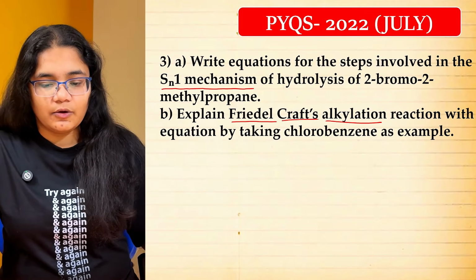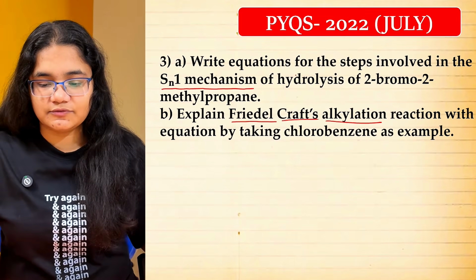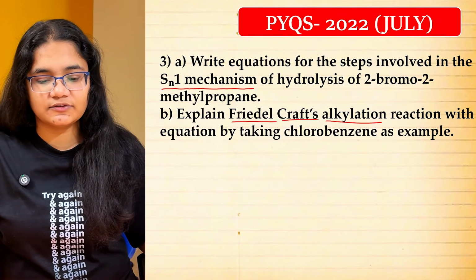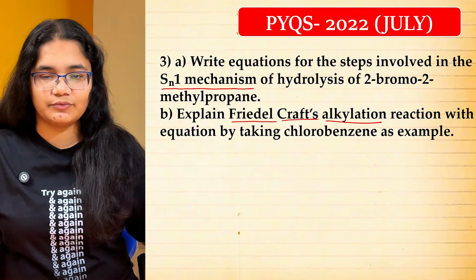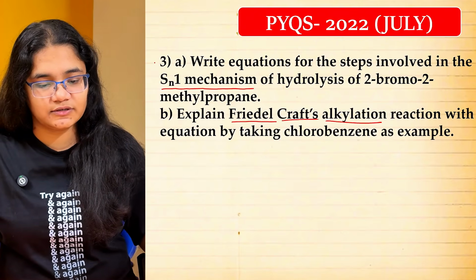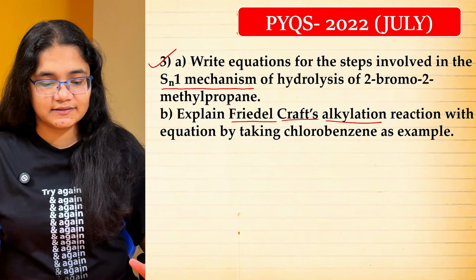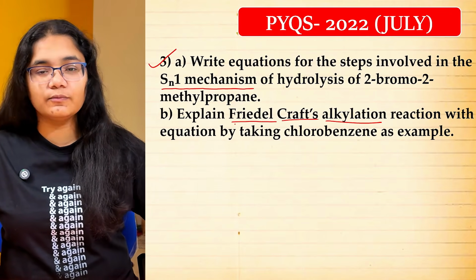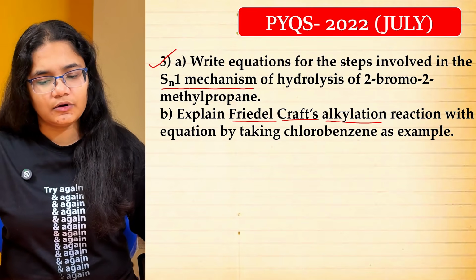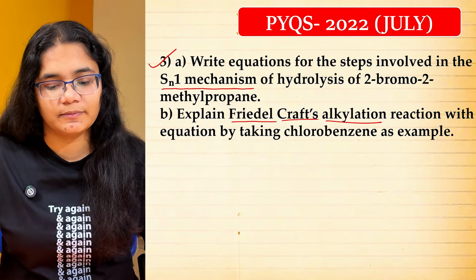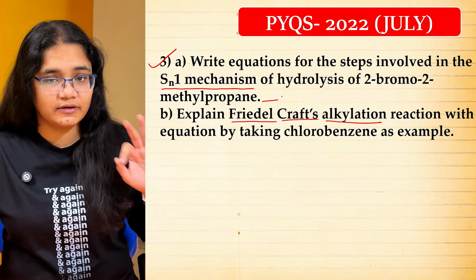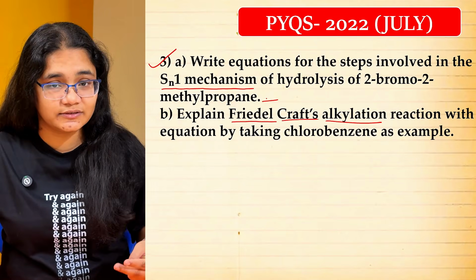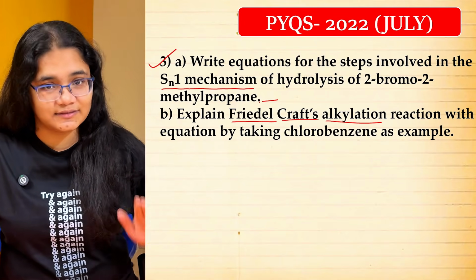Clear? Okay, next the question: write the equations for the steps involved in the hydrolysis of 2-bromo-2-methylpropane. It is very similar to what we have already done. So this question is solved. We have done the SN1 mechanism with 2-methyl-2-bromopropane, and this is the same, 2-bromo-2-methylpropane. So you see, till now this question has been asked 3 times in just 2 years. So you can see how important this question is.